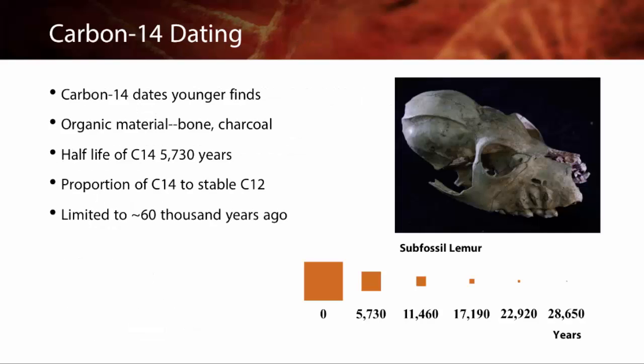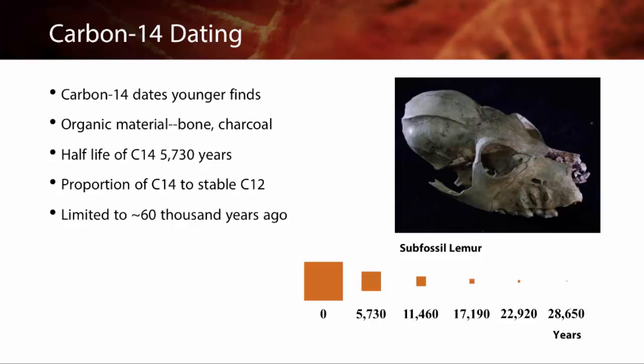One of the most well-known dating methods is carbon-14 dating. When an organism dies, the carbon-14 in its body starts to decay to another isotope of carbon, carbon-12. The half-life of this decay is 5,730 years. So that means that every 5,730 years, half of the carbon-14 decays to carbon-12. When the ratio of carbon-14 to carbon-12 is measured, it indicates the age of the fossil.